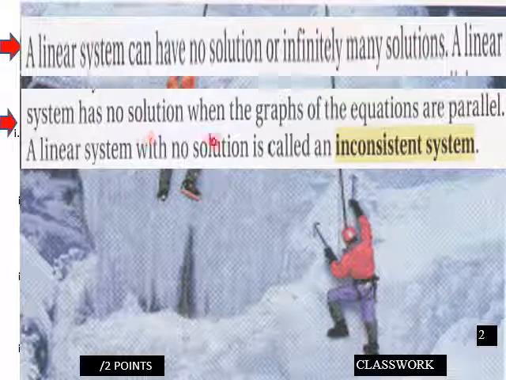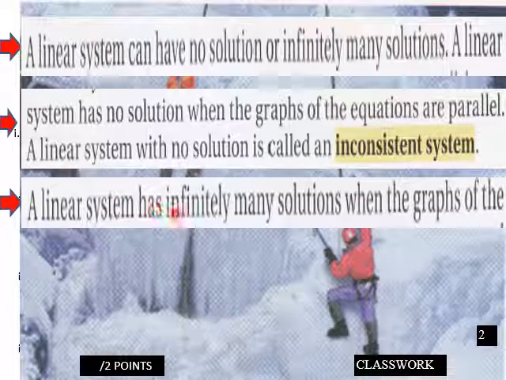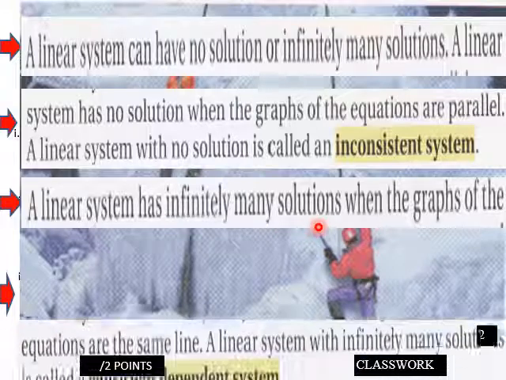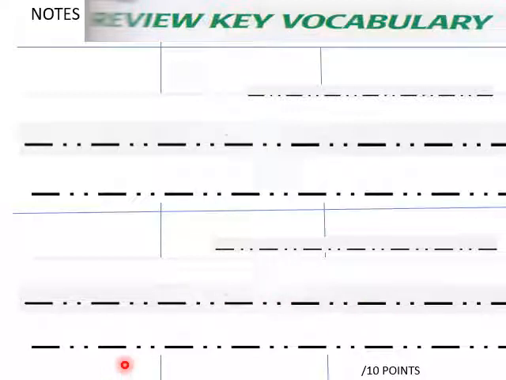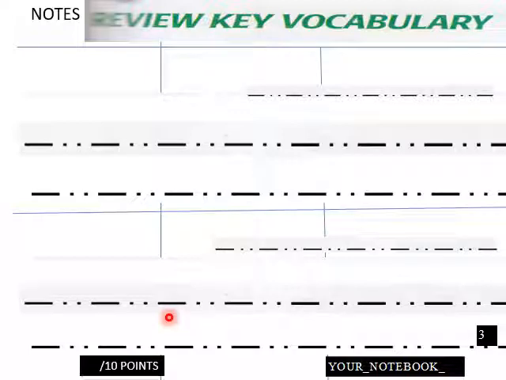A linear system has no solution when the graphs of the equations are parallel. A linear system with no solution is called an inconsistent system. A linear system has infinitely many solutions when the graphs of the equations are the same line. A linear system with infinitely many solutions has infinitely many solutions.